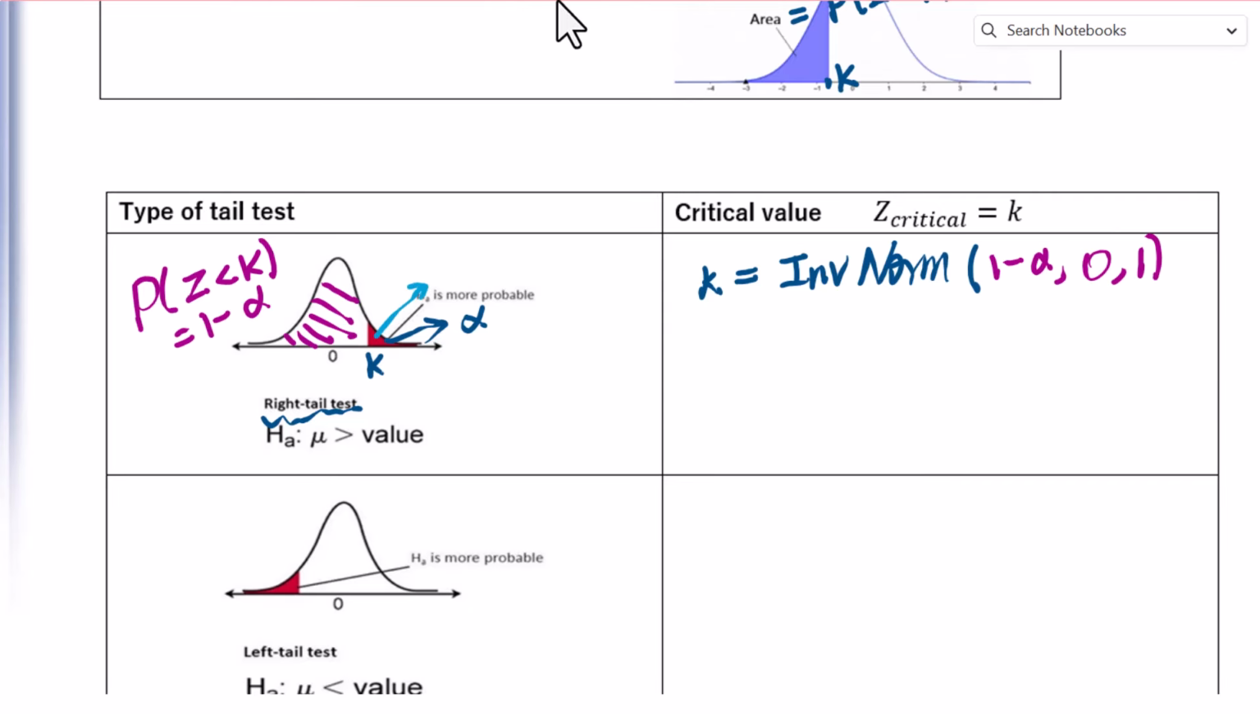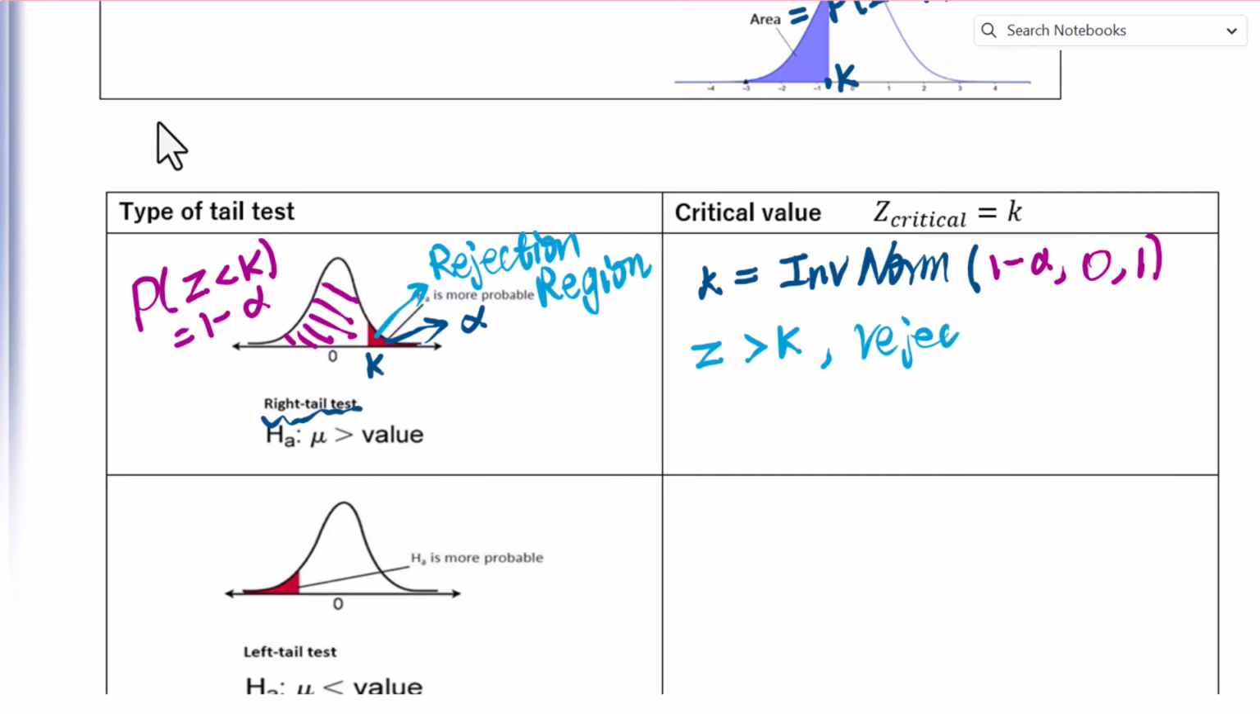This area is also called the rejection region. When z value is in this region, reject H0. So when z greater than k, reject H0.